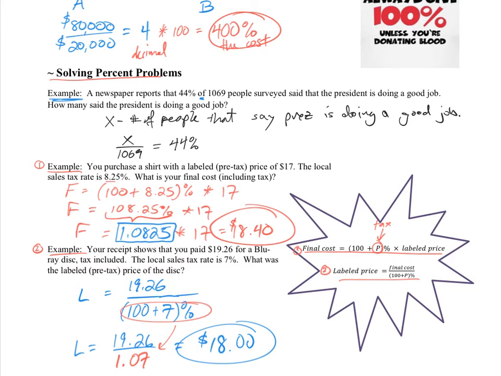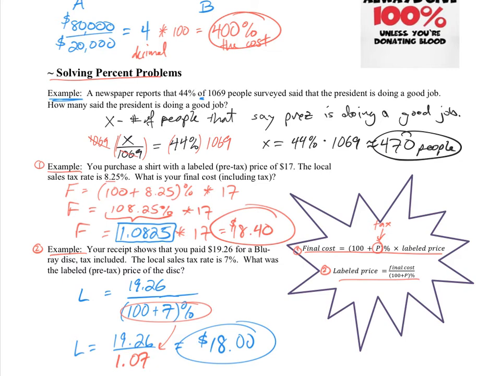Well, we can multiply both sides by 1,069 to cancel this out, and I think we get to an equation that most people would understand as 44% multiplied by 1,069, which is about 470 people. And 470 people out of 1,069 people say the president is doing a good job.